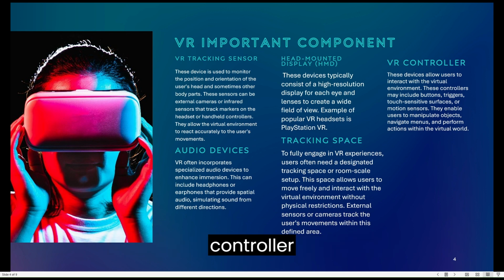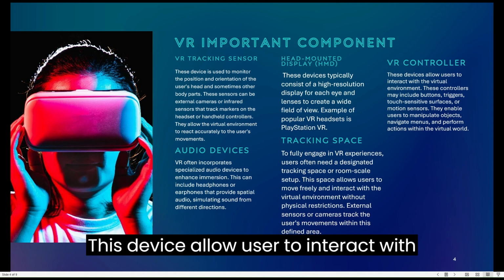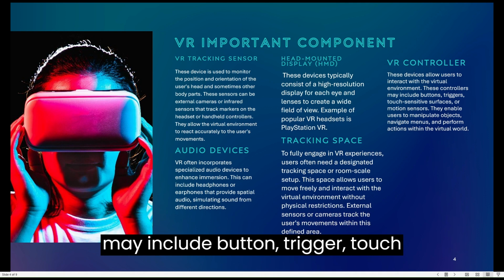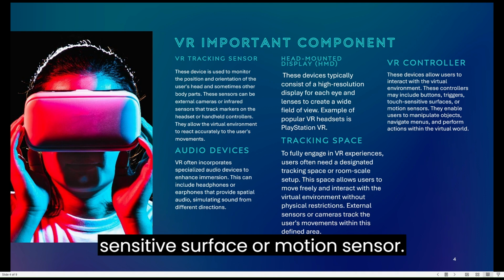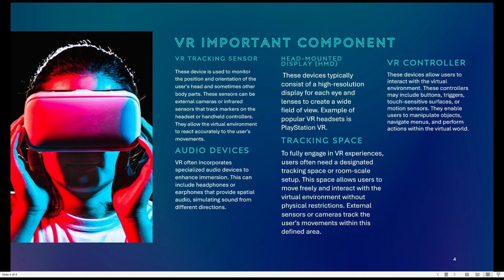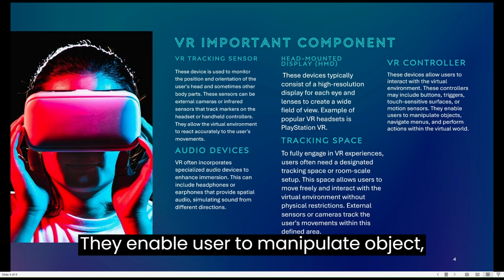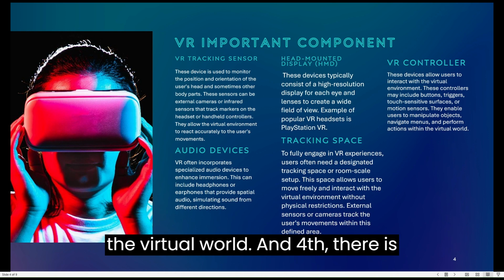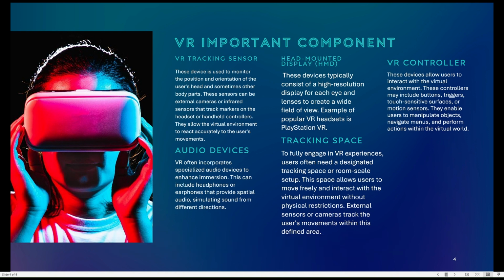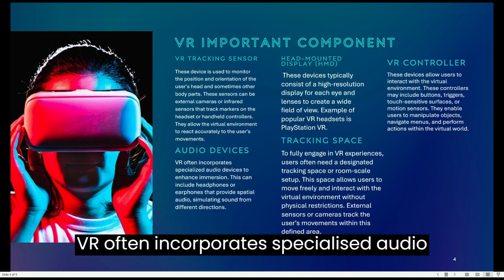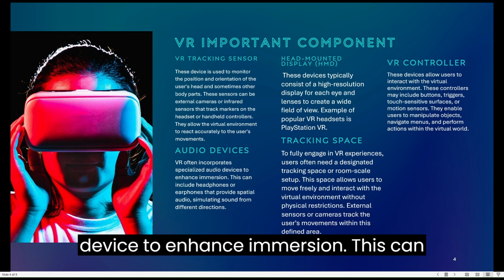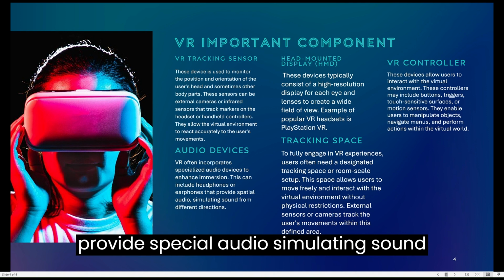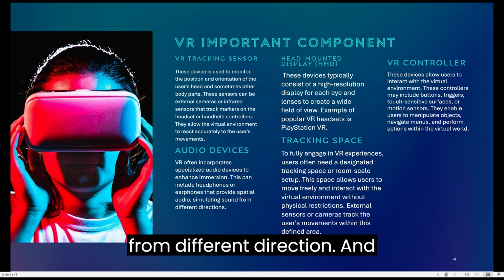Then there is the VR controller. These devices allow users to interact with the virtual environment. These controllers may include buttons, triggers, touch-sensitive surfaces, or motion sensors. They enable users to manipulate objects, navigate menus, and perform actions within the virtual world. And fourth, there is the audio device. VR often incorporates specialized audio devices to enhance immersion. This can include headphones or earphones that provide spatial audio, simulating sound from different directions.